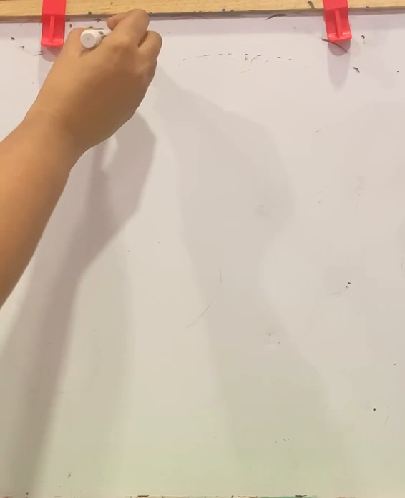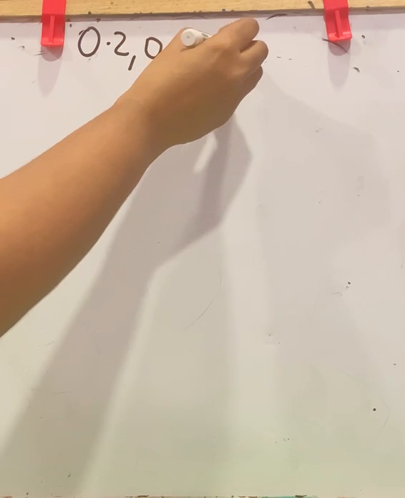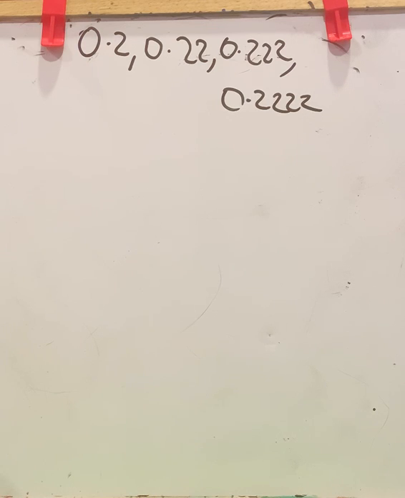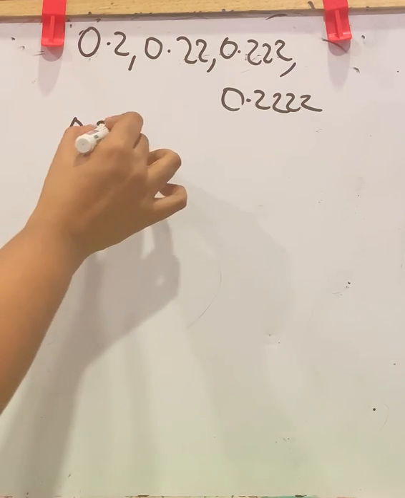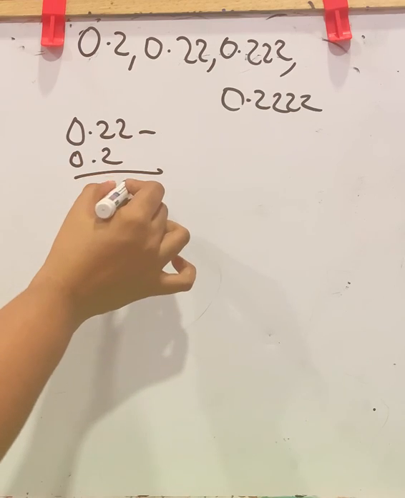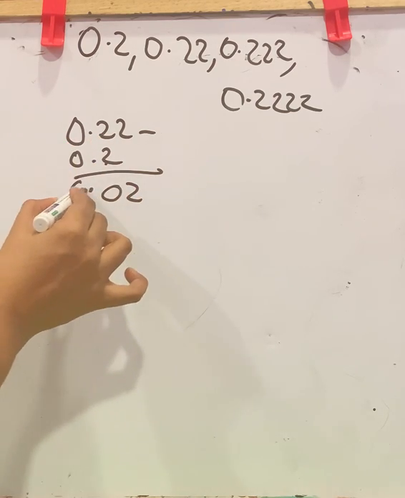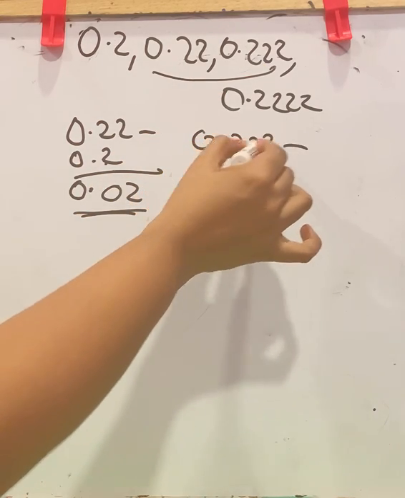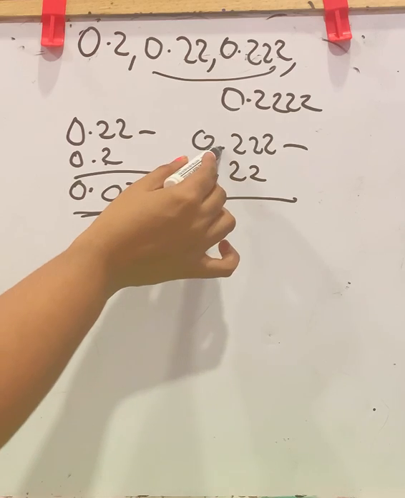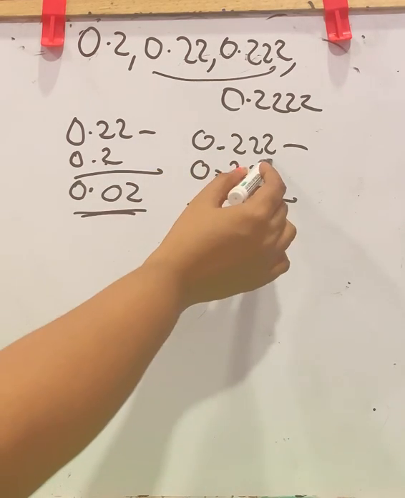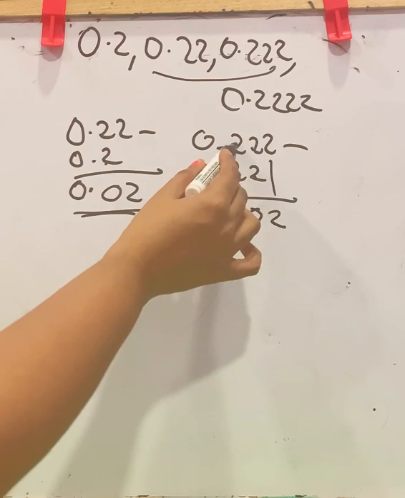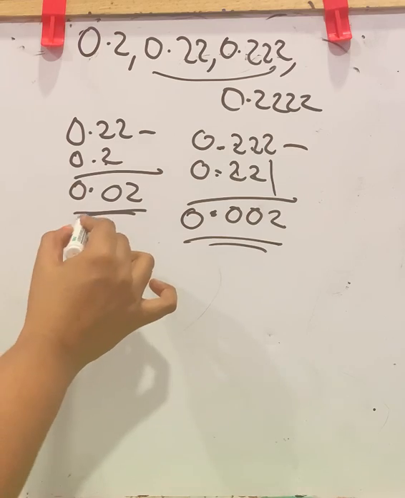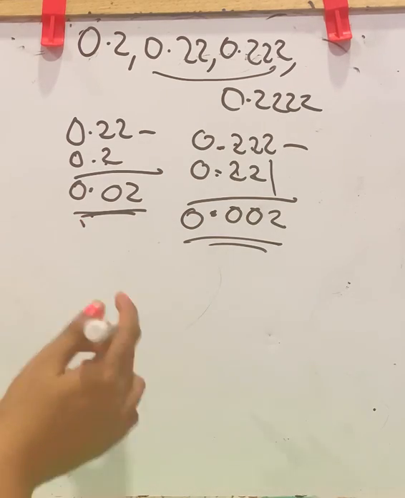Next, 0.2, 0.22, 0.222, 0.2222. Now we will find the difference. 0.22 minus 0.2. Carry down this 2. 2 minus 2 is 0.0. This is the difference. Now these two terms, 0.222 minus 0.22. Always write the decimal under the decimal. Now carry down this 2. 2 minus 2 is 0. 2 minus 2 is 0. Carry down the decimal. 0 minus 0 is 0. This is one difference, this is another difference. It is not the same, so this is not an AP.